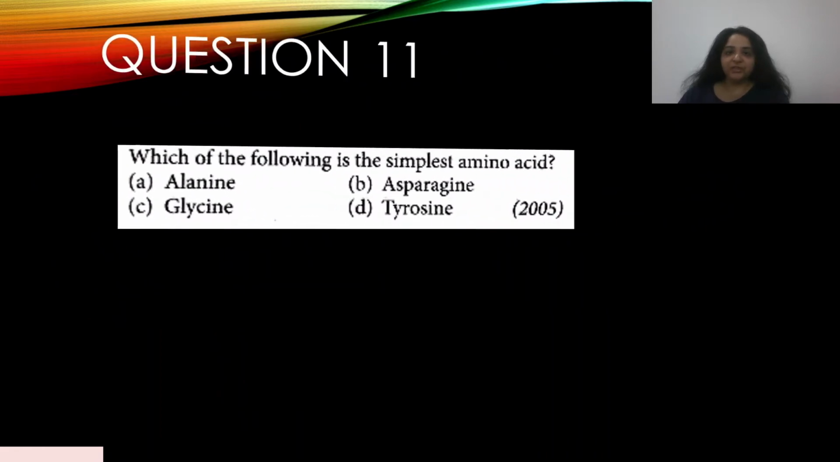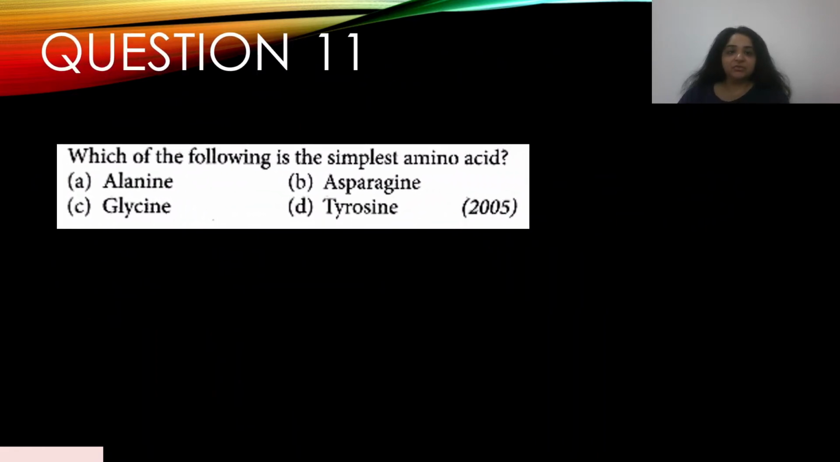All right, let's move on. Question number 11. Which of the following is the simplest amino acid? This appeared in 2005. A, alanine, B, asparagine, C, glycine, D, tyrosine. Simplest amino acid is C, glycine. Answer is C.